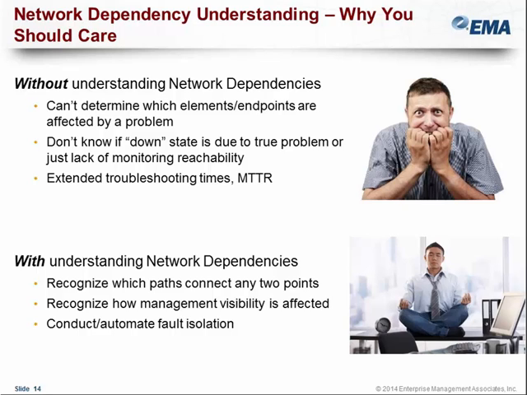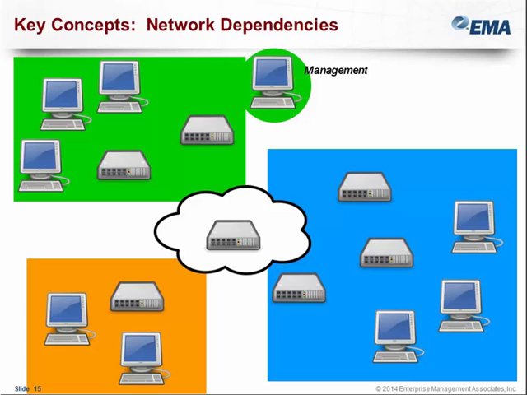So a little bit of a quick view just to make sure that these concepts are gelled and you know what I'm talking about when I say network dependencies. A little bit of an illustration here. Here's a very, very simple example of a network that's got, for an organization, 3 sites, a green site, an orange site, a blue site connected by a provider cloud. Management system happens to be in the green site, and that's where the point of visibility is for monitoring.